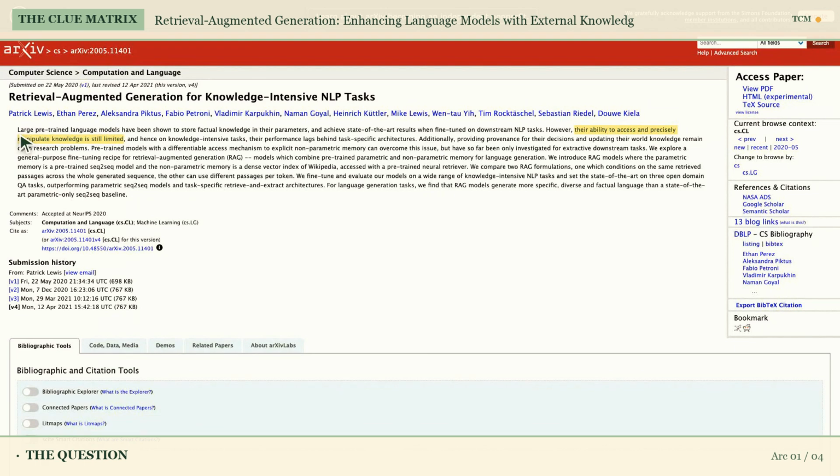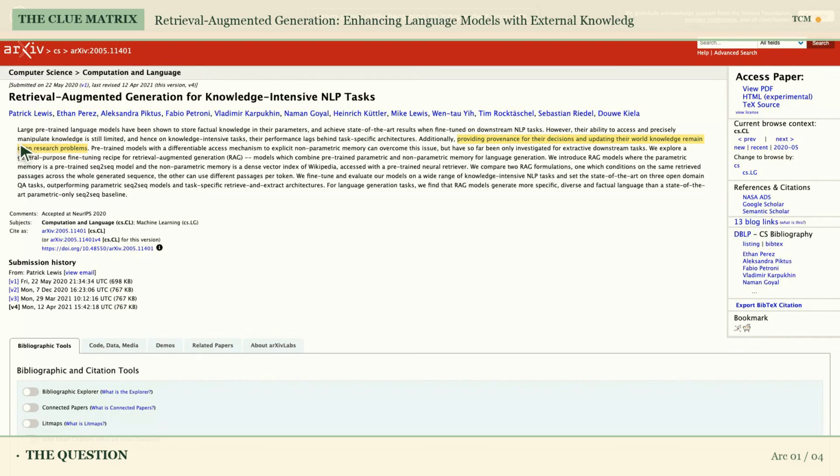And critically, it meant these models couldn't tell you where they got their facts from. The paper noted, providing provenance for their decisions and updating their world knowledge remain open research problems. That's the hallucination problem, or the knowledge cutoff problem, right? The model can't update its internal facts easily, and you can't trust its sources.